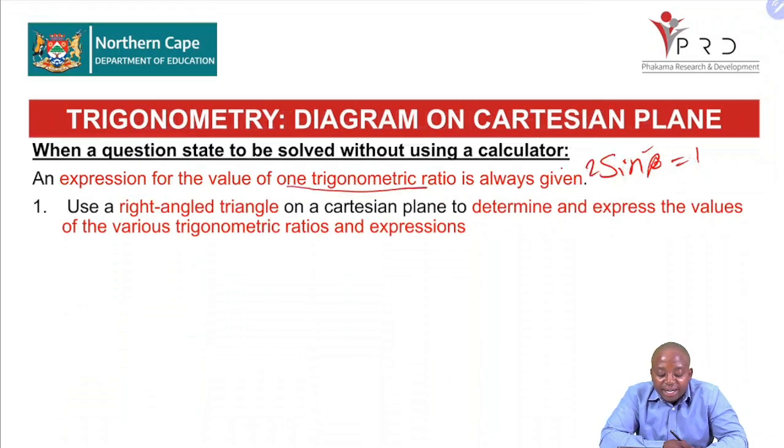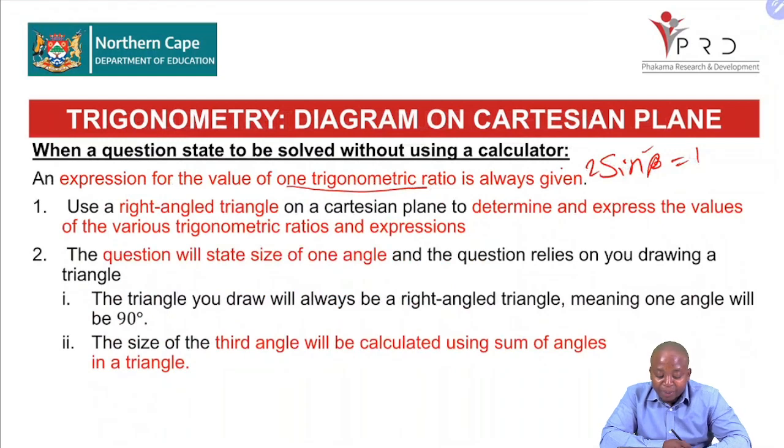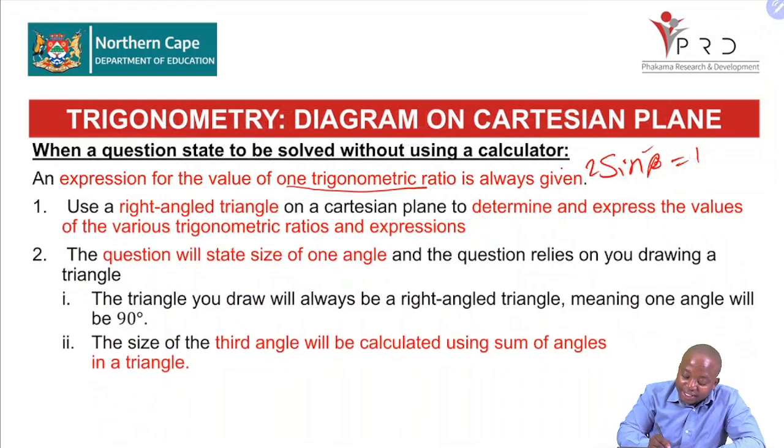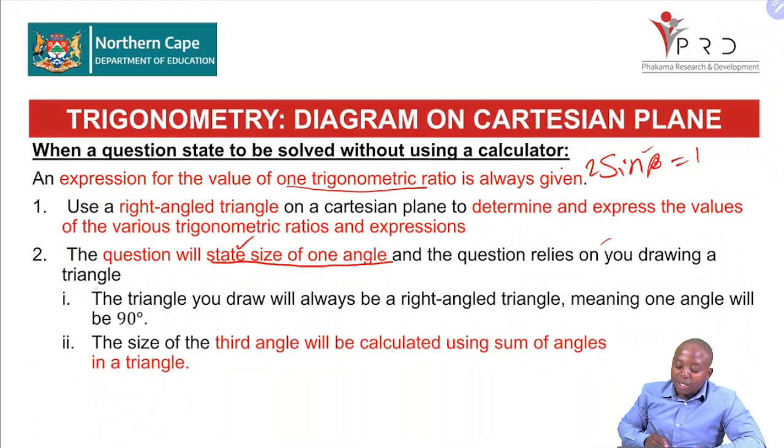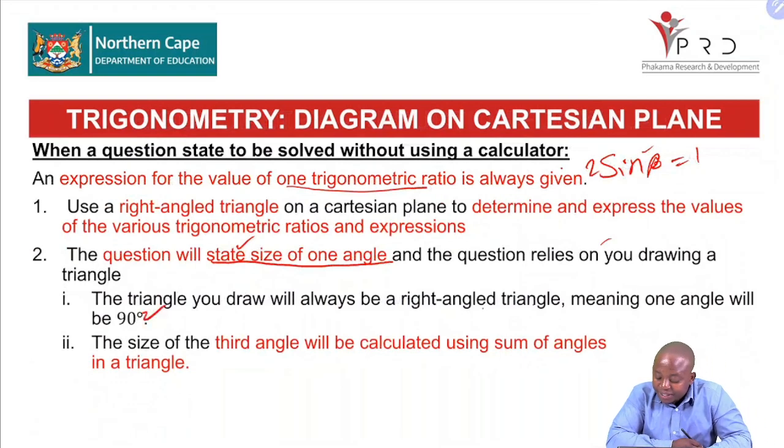We are going to use the right angle triangle on a Cartesian plane to determine and express the values of the various trigonometric ratios and expressions. What are we going to say again? The question will state the size of one angle, and it relies on you drawing that triangle. What's important is that the triangle will always be a right angle, meaning one angle will always be 90. And the third angle can be calculated by using the sum of angles in a triangle.